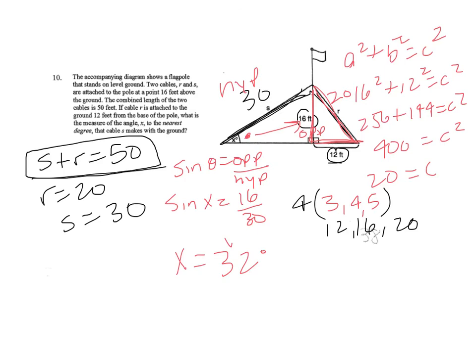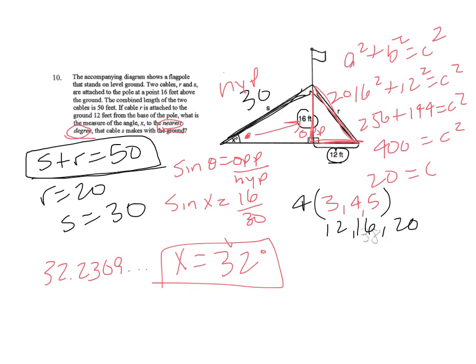Before that was rounded, it was 32.2309 dot dot dot, and it says to the nearest degree, so it's 32 degrees.